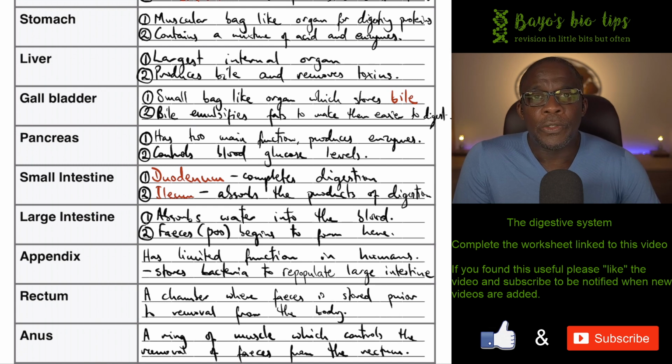And then you have the anus, which is a ring of muscle called a sphincter, which basically prevents the feces in the rectum from simply falling out. And so that's what enables you to control the removal of feces from the rectum, as well as the fact that the rectum is itself surrounded by muscle that helps to squeeze out the contents, the feces. So those are the functions of the key parts of the human digestive system.